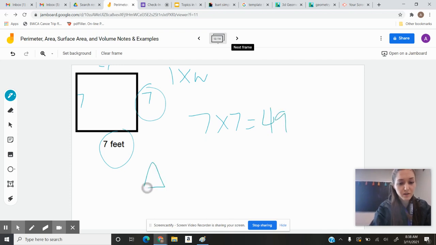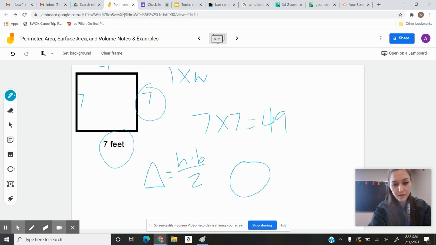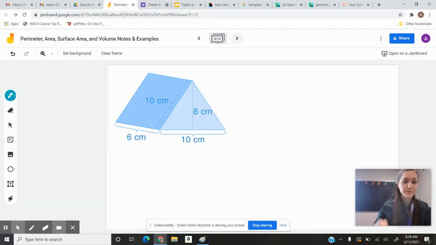If we were doing a triangle, our formula would look a little bit different. It would be height times base divided by 2. If we were doing a circle, our formula would also be a little bit different. It would be pi times the radius squared. First, you do your radius squared, then take that answer times pi.